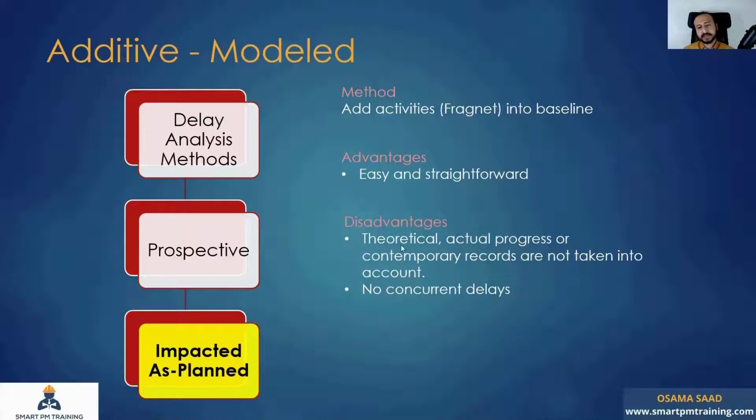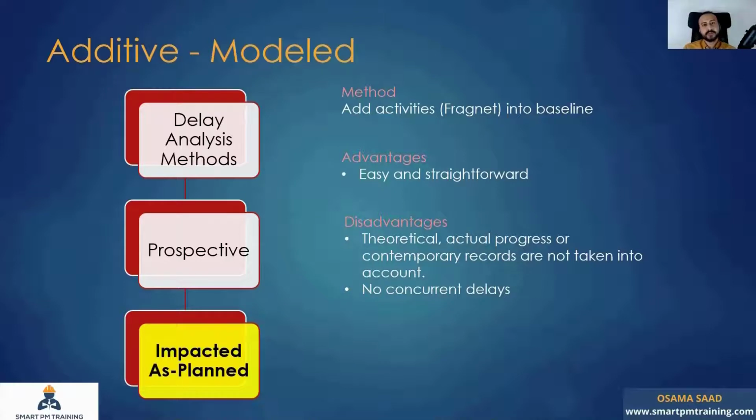Disadvantages: it's theoretical because actual progress or contemporary records are not taken into account. For example, after 1 year of the project, you are going back to the baseline and showing me some delays, so the project status has totally changed right now. So what about the contractor's delay? What if the contractor did not do any?